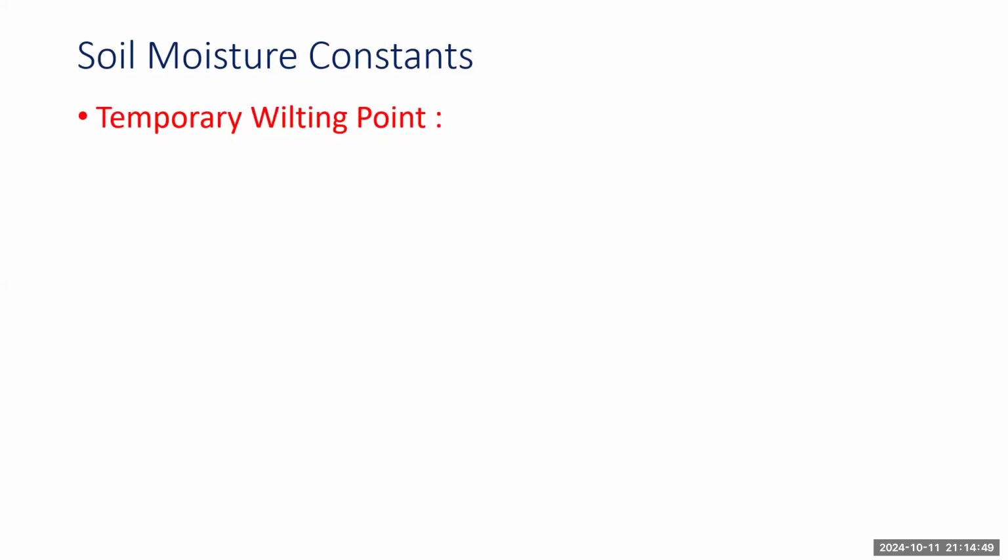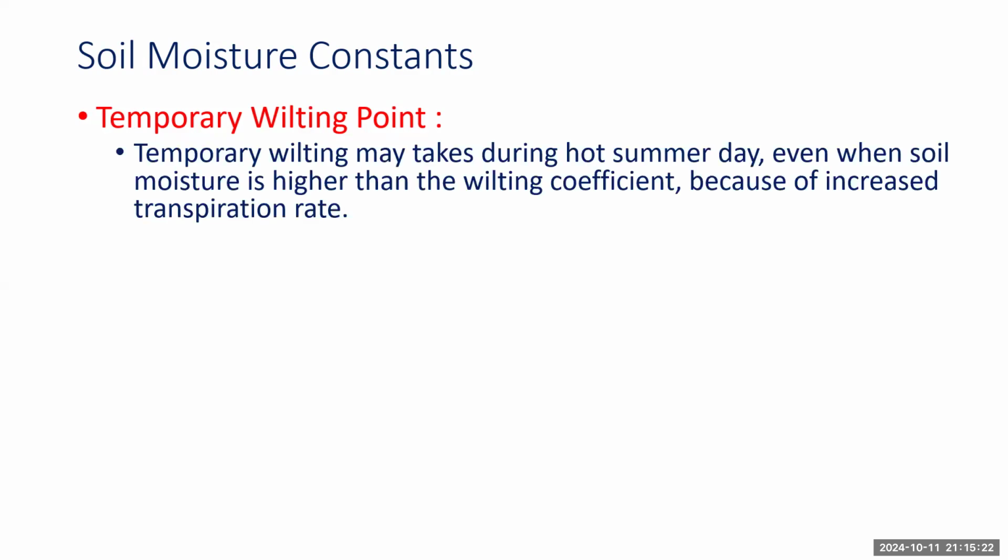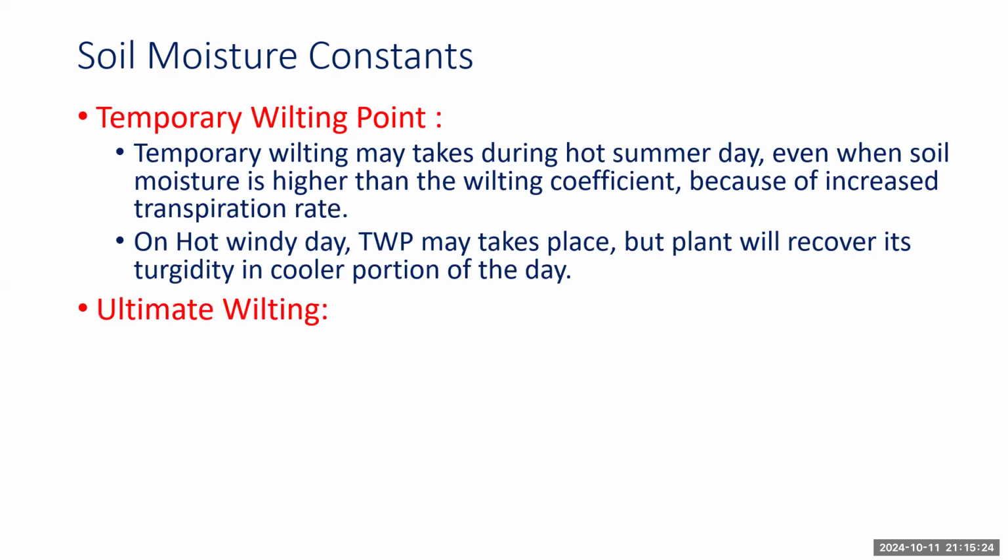There is a soil moisture constant called the temporary wilting point. Now this temporary wilting point is different from the permanent wilting point. At the temporary wilting point, the crops lose their turgidity due to less moisture content, and then when water is added, they gain their turgidity again. So that moisture content is called the temporary wilting point.